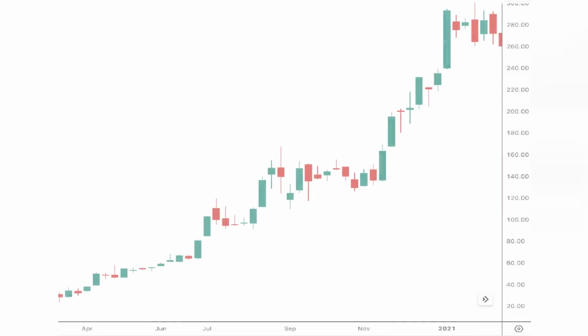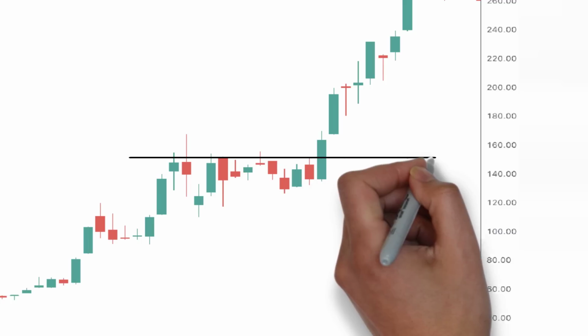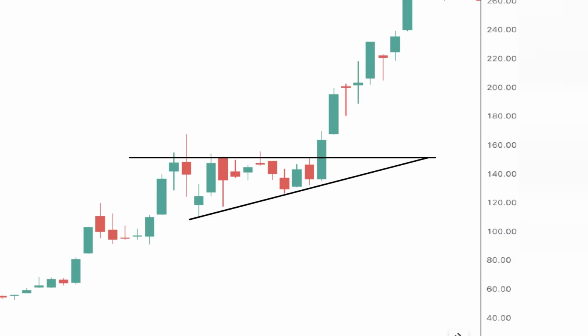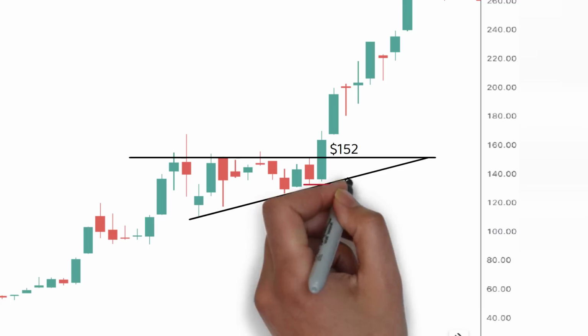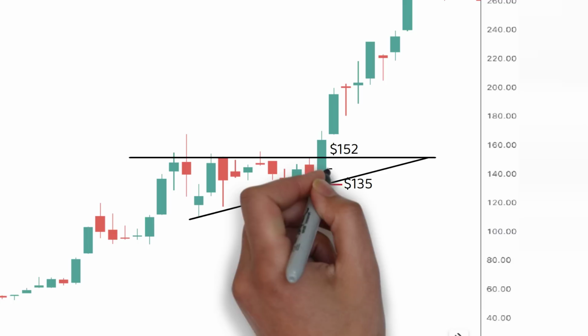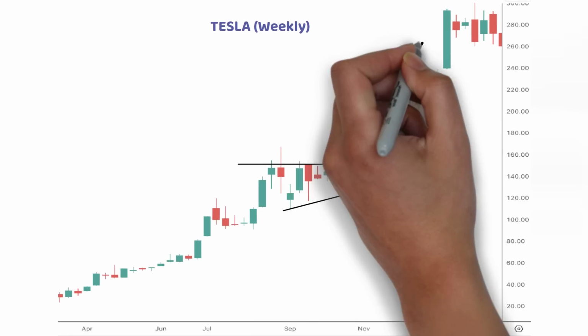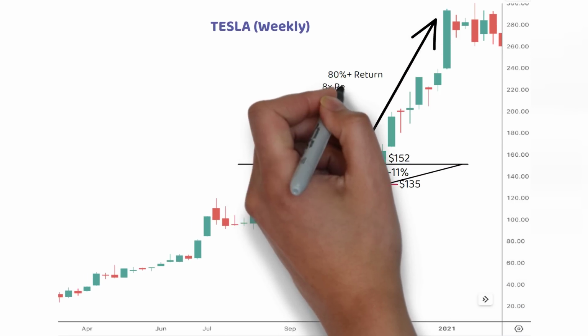In this weekly Tesla chart, there is a clear ascending triangle, where the price met resistance at the same level on the upside, whilst making higher lows on the downside, creating a narrowing triangle pattern. The best entry point would have been the break of the upper trend line at $152, and the stop loss would have been placed below the lower trend line at $135 with an 11% risk on the trade. The stock ended up doing exceptionally well post the breakout, reaching a reward to risk of over 8 times in a very short time.